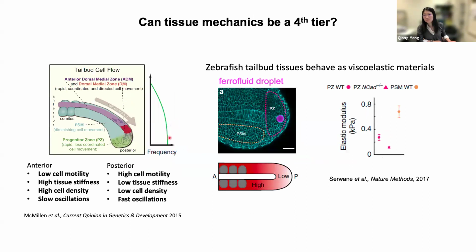However, especially recently, studies have shown that there are not only chemical gradients across the tail, but physical properties such as cell motility and cell density also show a gradient across the tail bud from posterior to anterior. There has also been a measurement of the rigidity of the system using ferrofluid droplets in a magnetic field. They show that the zebrafish tail bud seems to be soft in the posterior and gets more rigid toward the anterior.